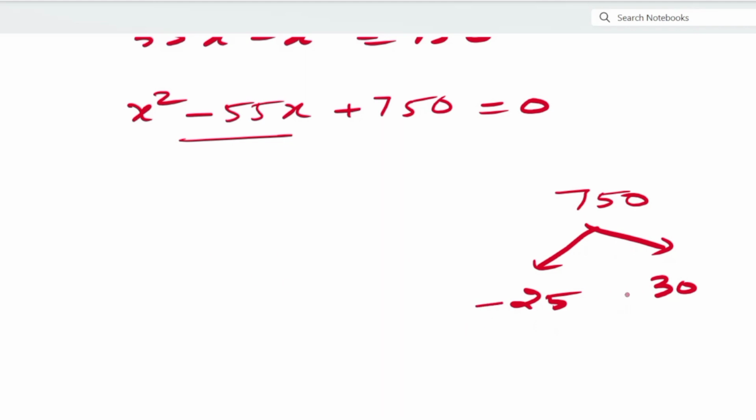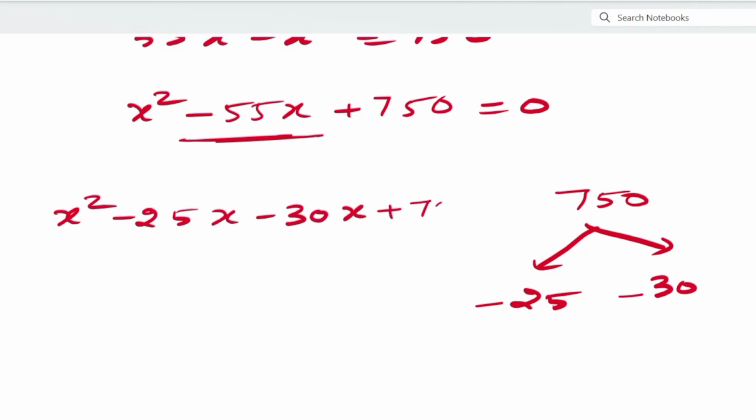So what are we supposed to put? Are we supposed to put minus 25 minus 30 or just 25 and 30? We have to put minus 25 and minus 30 because you see here there is minus 55. Only minus 25 and minus 30 will come out to be minus 55. So we are expanding it: minus 25x minus 30x plus 750 is equal to 0.